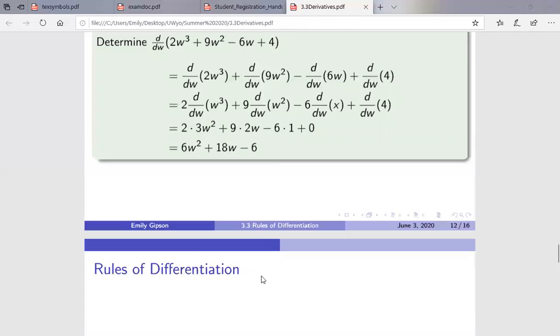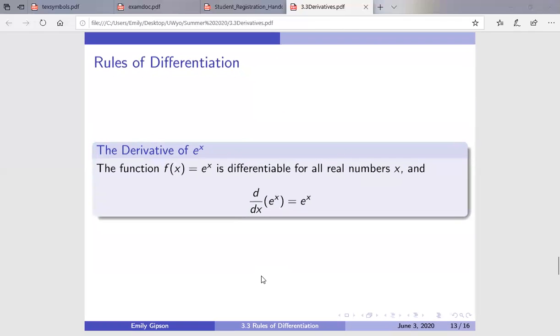So let's keep moving on. So this next one is not intuitive at all, and the proof is also very cumbersome and difficult to understand. So I'm just going to present you with the information. The derivative of the function e to the power x: the function f of x equals e to the power x is differentiable for all real numbers x. So we can put in whatever number we like, and we're still going to be able to differentiate this function.